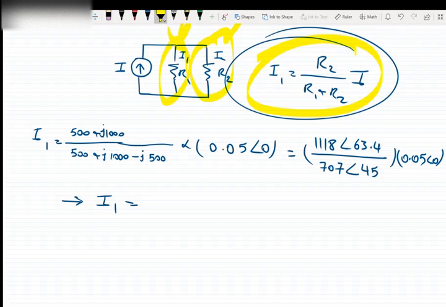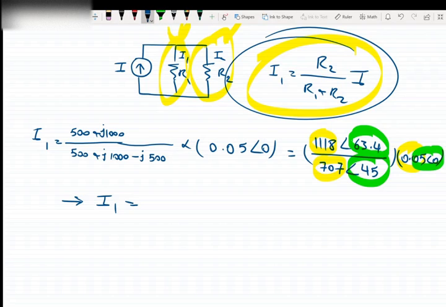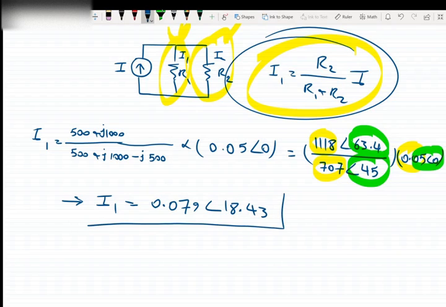So we only need to divide 1118 by 707 and then multiply by 0.05, and for the angles we need to add 63.4 and 0 and subtract 45. So I1 will be equal to 0.079 with the angle of 18.43. So this one is I1.